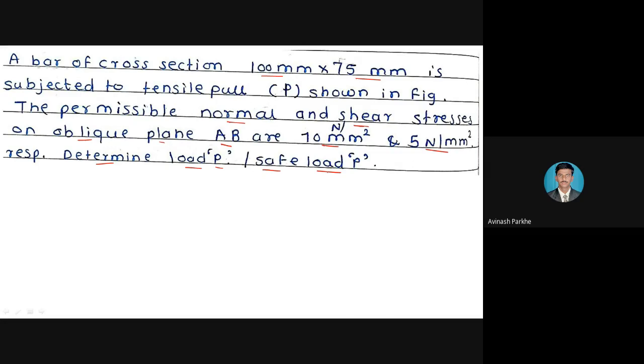So what is the difference between this problem and the previous two problems? In the previous two problems, sigma x and sigma y were not there. Only sigma x was given, or sometimes the force was given, and by using that we calculated normal stresses and shear stresses. But here in this statement, the normal stress and the shear stress on the oblique plane are given, and we have to calculate the safe load. The figure for this problem is given, so I will draw this figure.